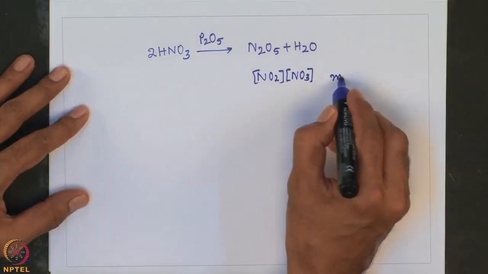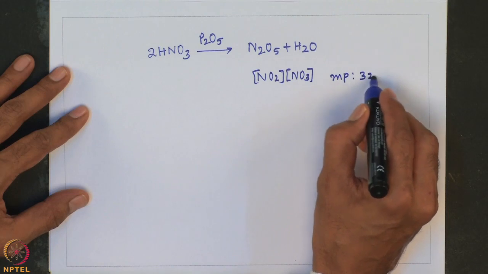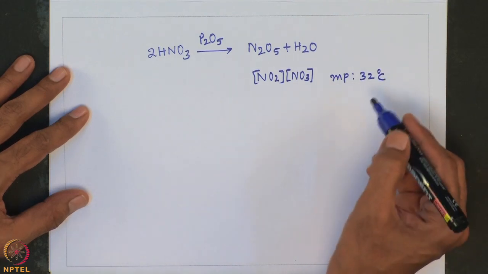Ionic solid means it is a combination of NO2 plus and NO3 minus. Okay. Melting point is 32 degrees centigrade. Okay. This is highly unstable. It forms colorless deliquescent crystals, but slowly decomposes above 273 Kelvin to give N2O4 and O2. So, dinitrogen pentoxide reacts violently with water, yielding HNO3, and also it is a very powerful oxidizing agent.